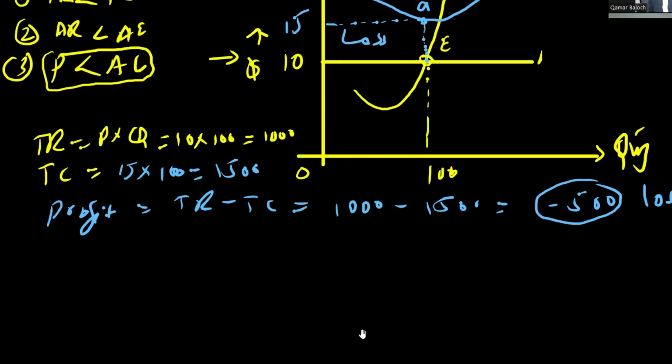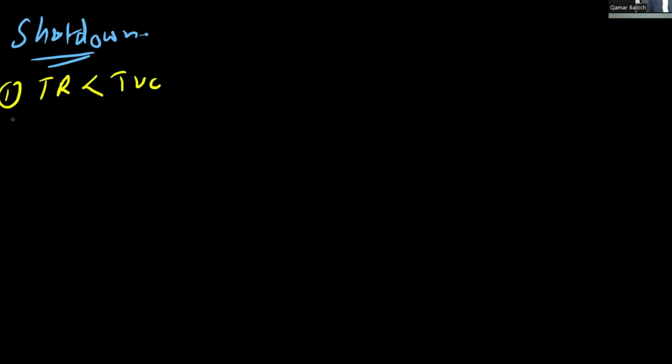Okay, so the last graph of the short period of time in a perfectly competitive market is the shutdown point. Shutdown is the situation in which a business has to stop producing goods and services because its revenue goes below its total variable cost. So total revenue is less than total variable cost. And the second condition is average revenue is less than average variable cost. And the third condition is price is less than average variable cost.